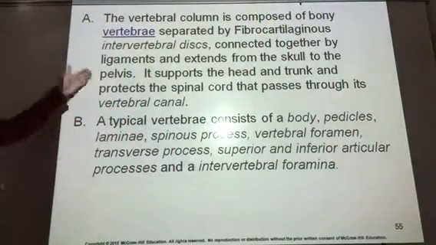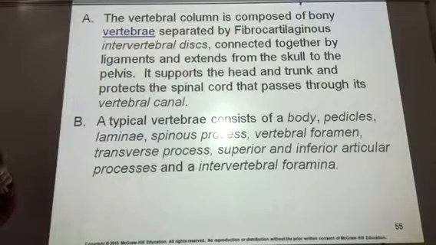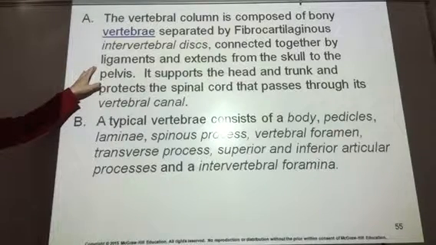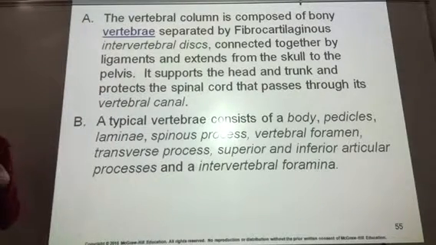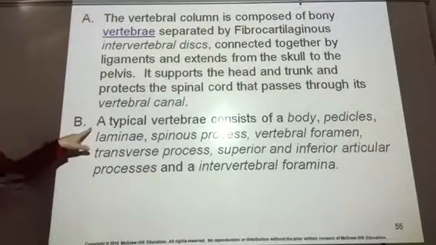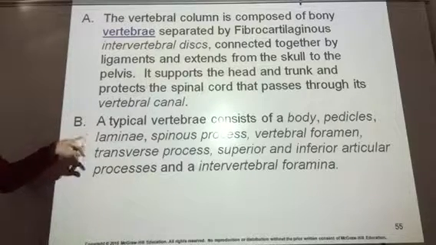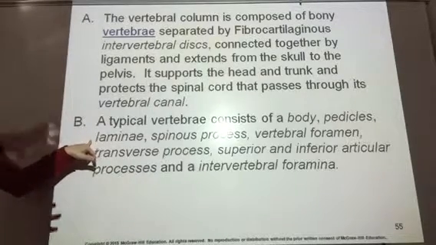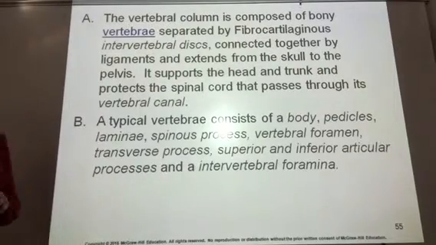Let's see. Vertebrae supports the head and trunk. It protects the spinal cord, so the spinal cord runs right down the center of the vertebrae. Anything else? Ligaments, a lot of ligaments are going to connect and extend from your vertebral column, also from your skull and other areas. A typical vertebrae is going to have a body, pedicles, laminae, and we'll look at a diagram and I'll point these out.